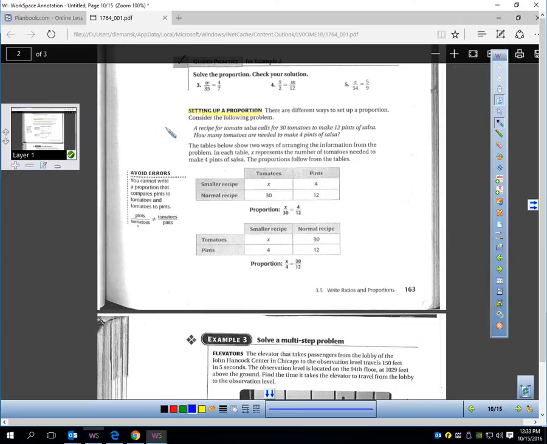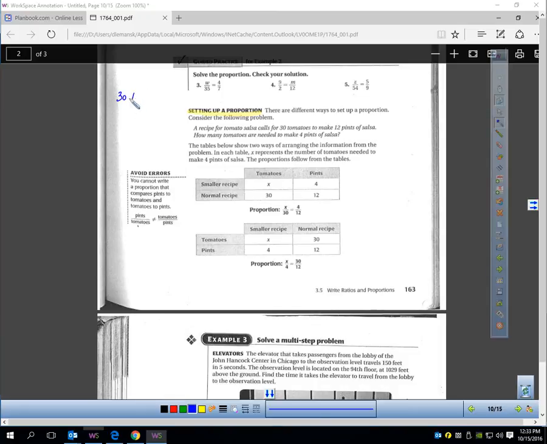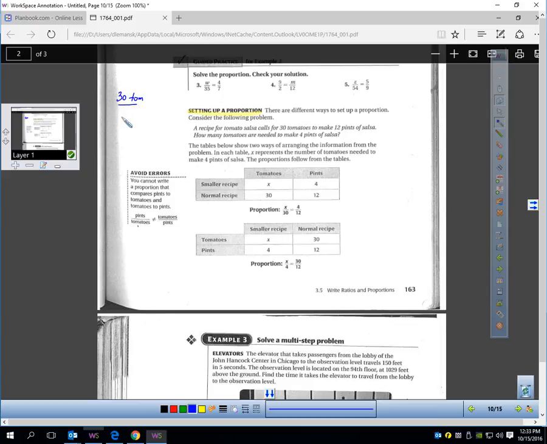Let me read it again. A recipe for tomato salsa calls for 30 tomatoes to make 12 pints of salsa. How many tomatoes are needed to make 4 pints? So here's my little rhythm. I'm not great at music, but think about this. 30 tomatoes compared to 12 pints of salsa has to equal how many tomatoes compared to 4 pints of salsa?